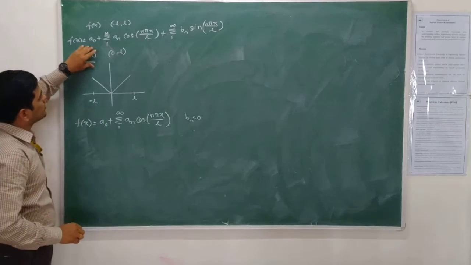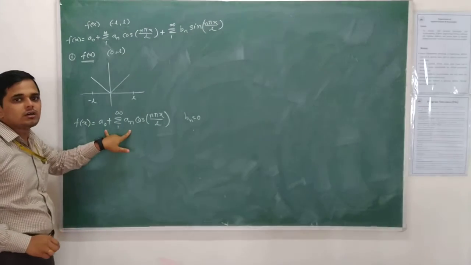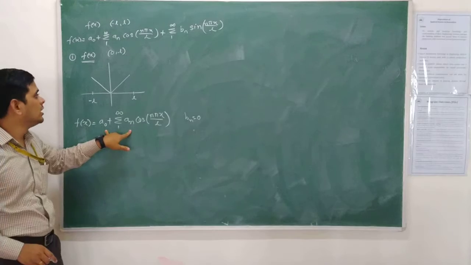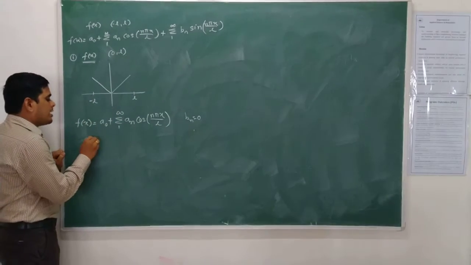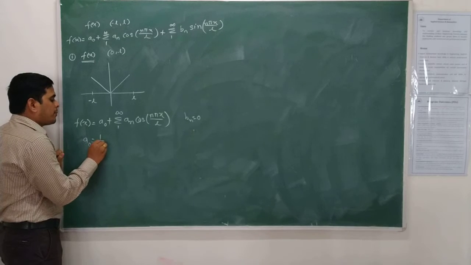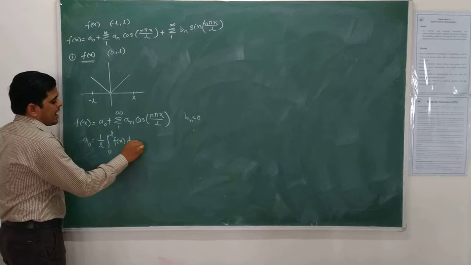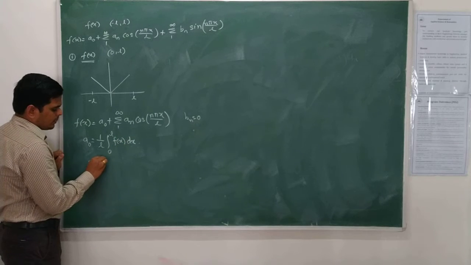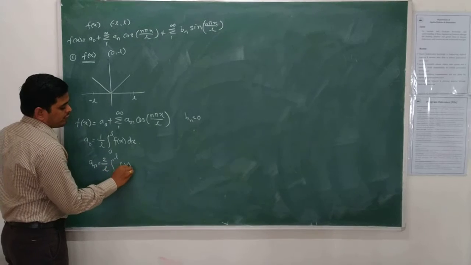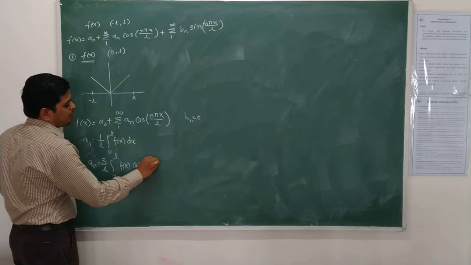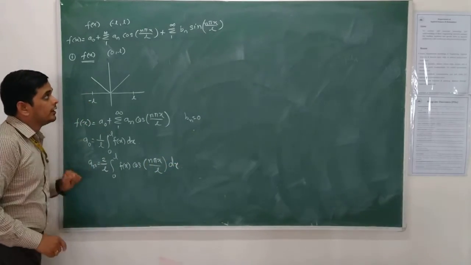Now, as I am defining the function on the half range, the Fourier series obtained is called a half range cosine series, as I am taking a reflection about the y-axis, where a naught is equal to 1 upon l integration from 0 to l f of x dx, and an will be 2 upon l integration from 0 to l f of x into cos of n pi x upon l dx. Okay, next.